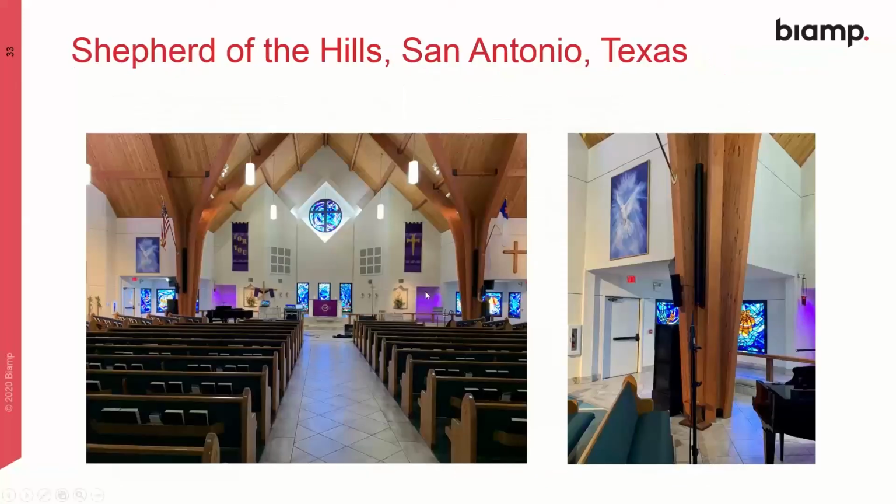Shepherd of the Hills, San Antonio, Texas. Again, this is a cruciform shaped church. Again, Entasis columns hiding in the posts of the building. We've got this Entasis 206 that points out to the side here to fill in the transepts on each side.